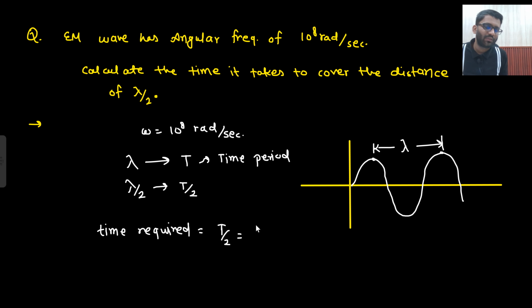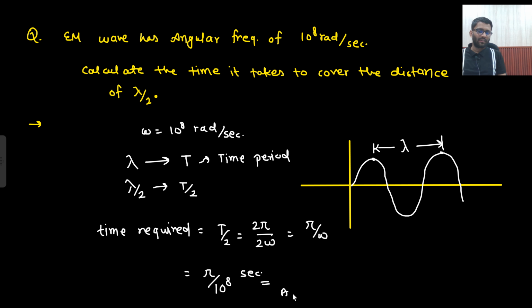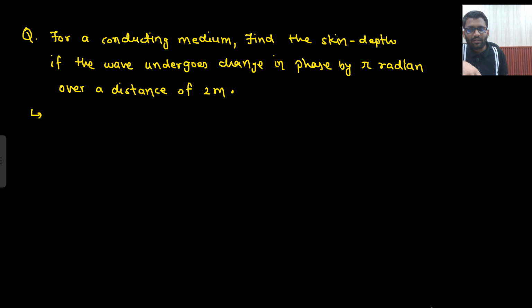And what is T? T is 2 pi by omega. 2 and 2 will get cancelled. So the answer will be pi by omega. So the time required will be pi by 10 to the power 8 seconds. That's it. This is the answer. Very easy. Don't confuse yourself with the formulas. Just know the concept that lambda would take T time, so lambda by 2 would take T by 2 time. And if it's taking T by 2 time, then simply use the formula 2 pi by omega. That's it. Let's see the next one.